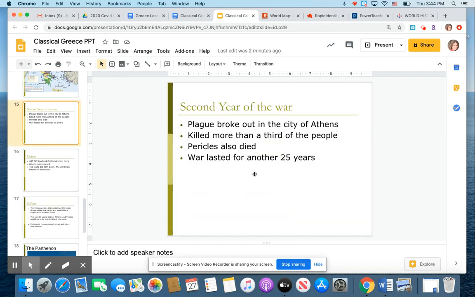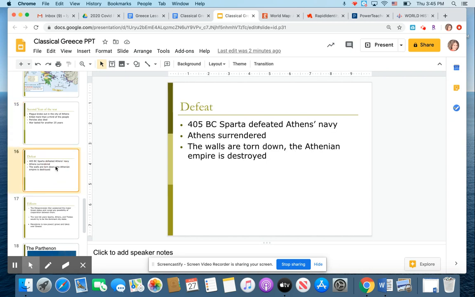So this plague kills a third of the people. That means, like, if you filled a room with people, every third person that you counted would die. So, like, 1, 2 dead, 1, 2 dead. Pericles dies because of this. And while this is happening, the war is still going on and lasts for another 25 years. So that really dampens Athens' plan to stay behind their wall.